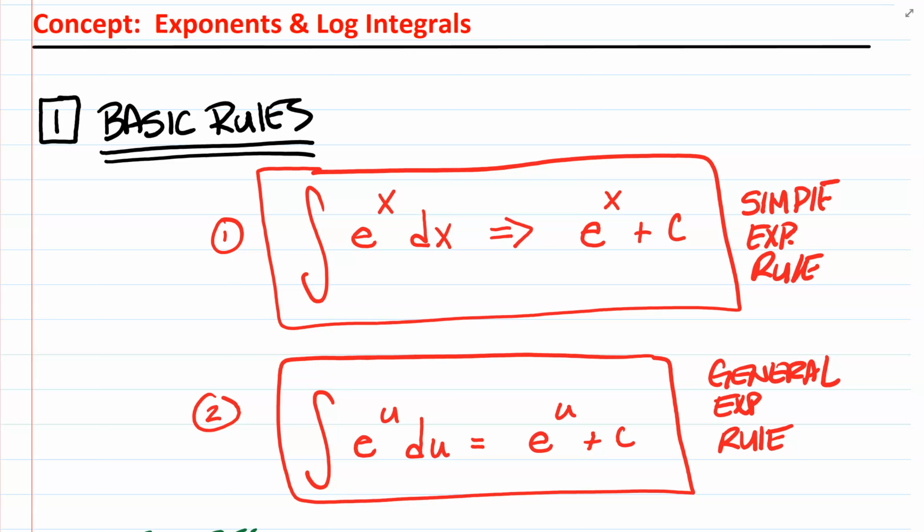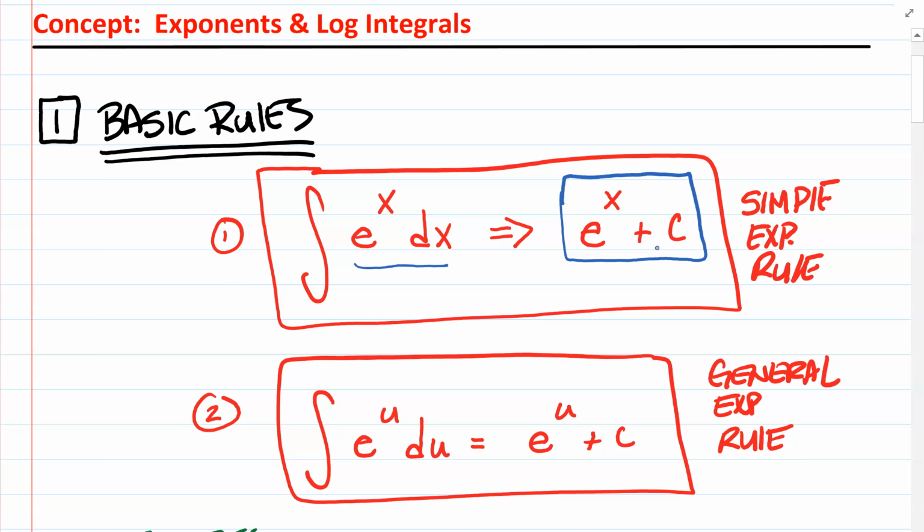There are 2 basic rules. Here they are. Rule number 1, the integral of e to the x dx is nothing more than e to the x plus c. That's a simple exponent rule. This is awesome. The integral of e to the x dx is just e to the x, just like the derivative of e to the x is e to the x.